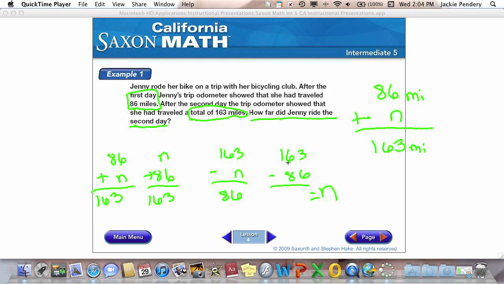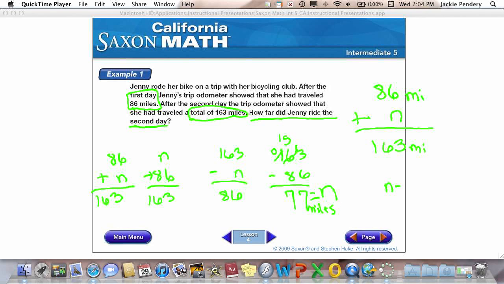I can't do 3 minus 6, so I borrow. Make sure when you borrow that the number you're borrowing from goes lower, not higher. The 6 becomes a 5. 3 becomes 13. 13 minus 6 is 7. I can't do 5 minus 8. That doesn't work. So I borrow again. 15 minus 8 is 7. So n equals 77 miles.